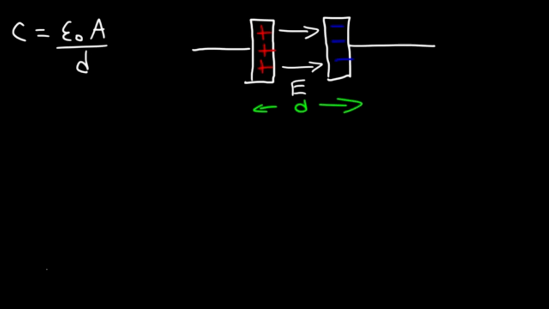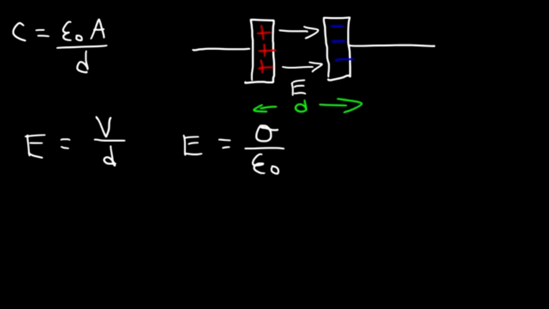Now you can calculate the electric field if you know the voltage across the capacitor and the distance between the two plates. The electric field is simply the voltage divided by the separation distance. The electric field is also equal to the surface charge density sigma divided by epsilon sub naught. And the surface charge density is the total charge on that plate divided by the area of the plate.